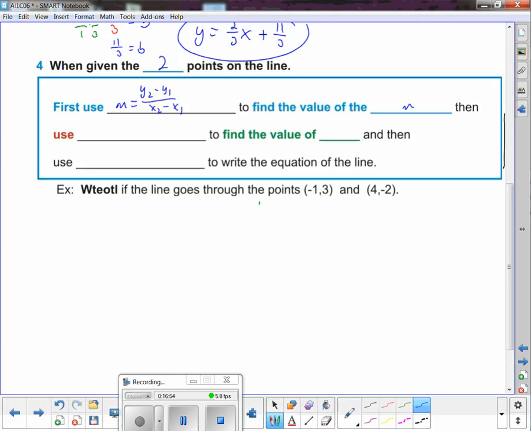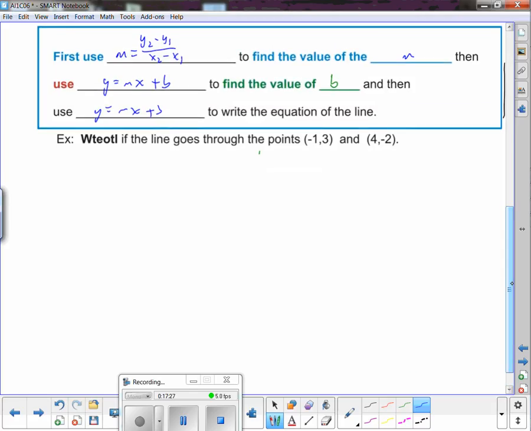So that's the situation. All right, so first use m equals y2 minus y1 over x2 minus x1 to find the value of m. Then use, here we go again, y equals mx plus b to find the value of b. And then use, what goes in that last blank? y equals mx plus b to write the equation of the line. So the only difference is we got to use the slope formula first on this one, right? To get the slope.